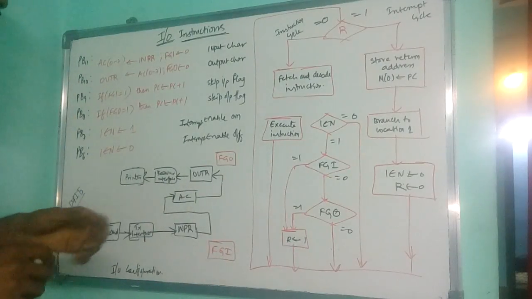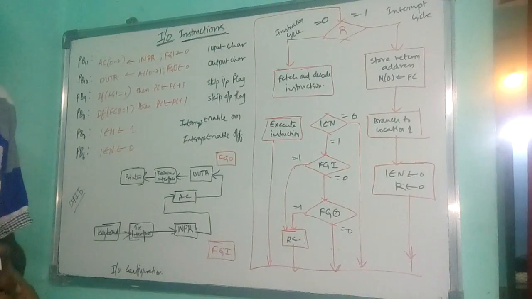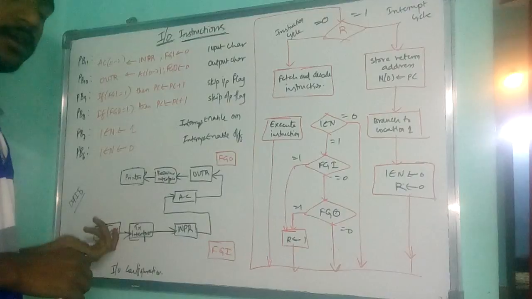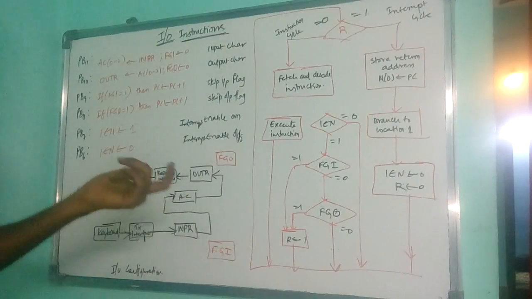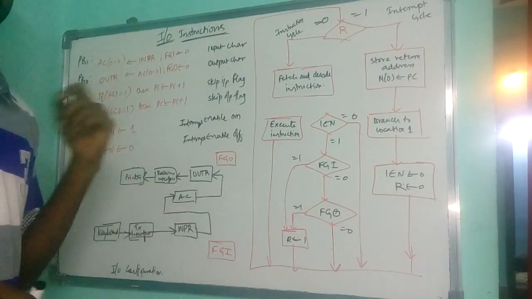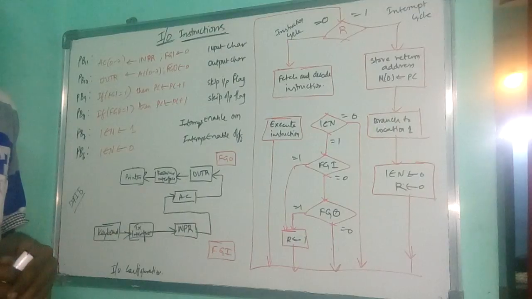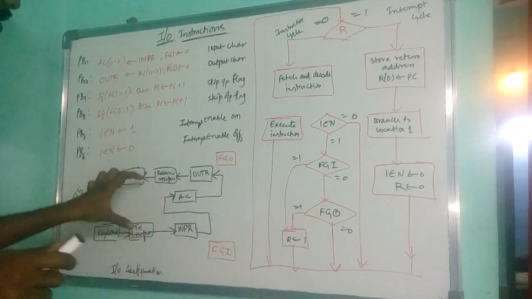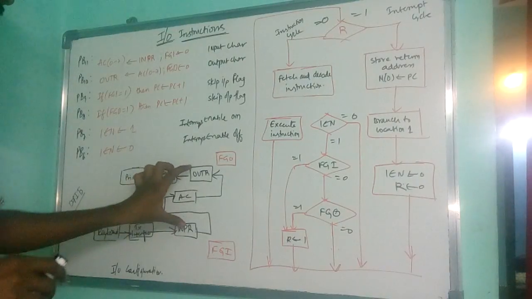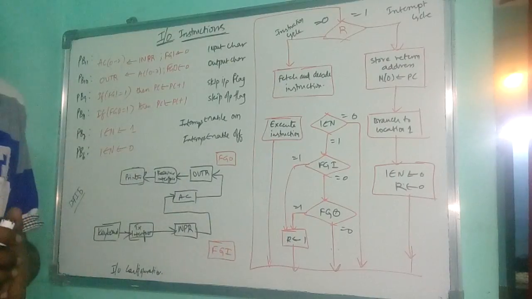Now, the serial information which is to be sent is stored in the input register from the keyboard. The serial information which is to be printed by the printer will be stored in the output register. These input and output registers act serially with the communication devices, whereas the accumulator acts in parallel with the communication devices.